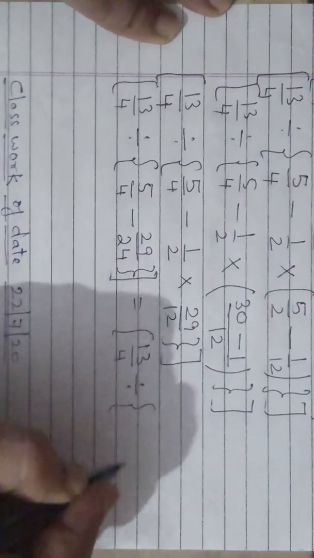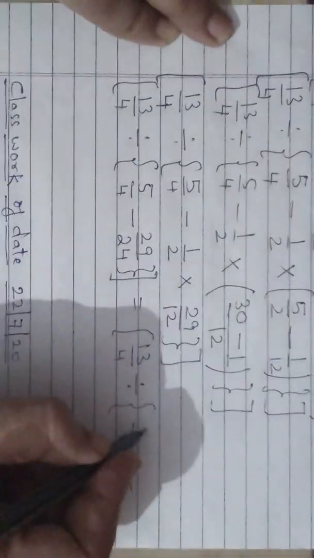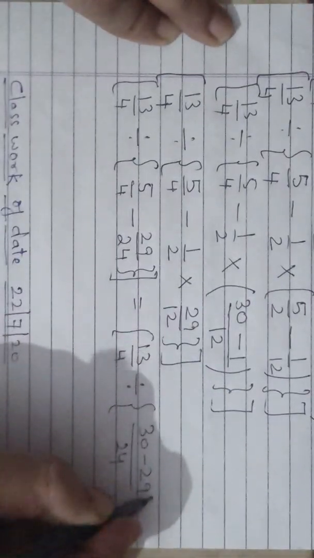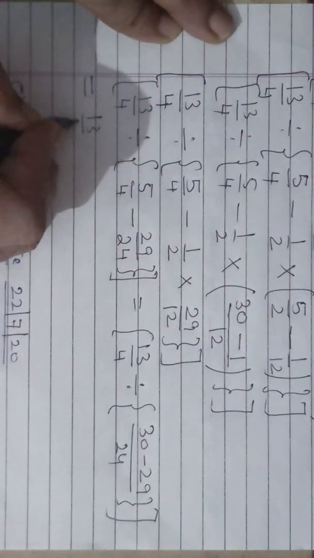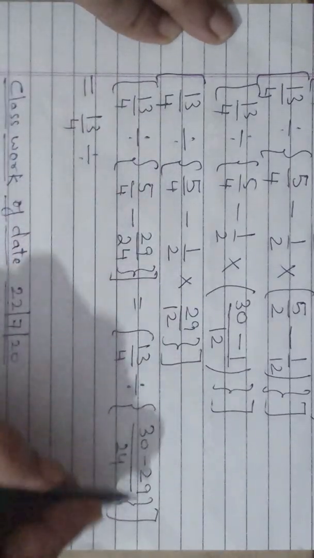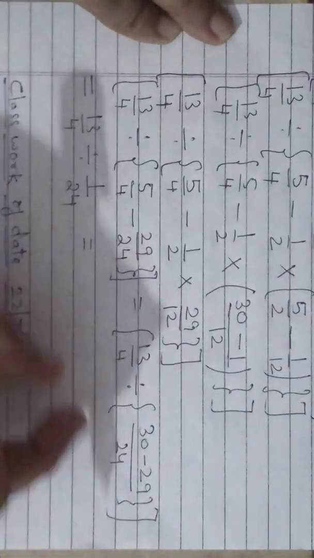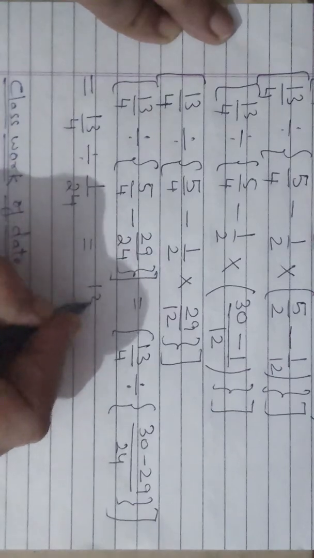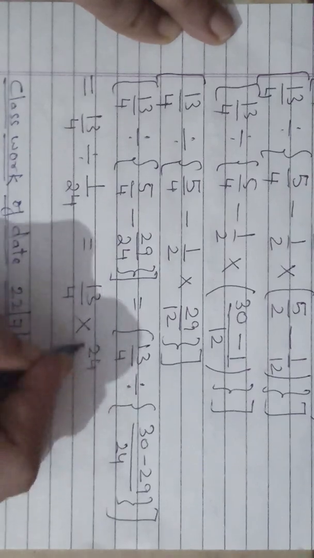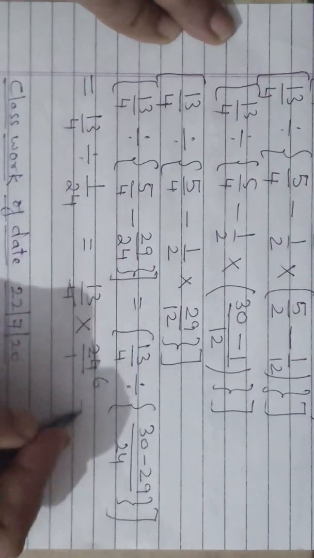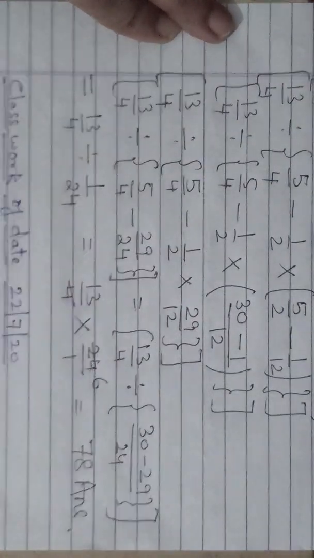So let us focus on only our curly bracket. We know LCM will be 24. 4 6s are 24, so 5 6s are 30 minus 29. Now here we have 13 by 4 divided by 30 minus 29, which is 1 upon 24, and we know we got the answer, so I have removed this bracket. So we get 13 upon 4, which can be converted into a multiplication question, and it will become 24 upon 1. 4 6s are 24, 13 6s are 78. So that is the answer.